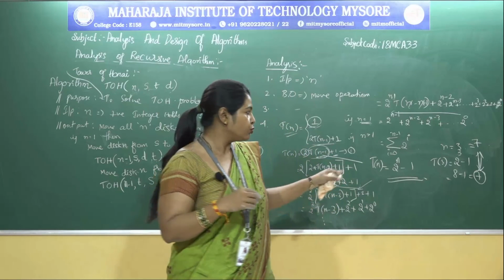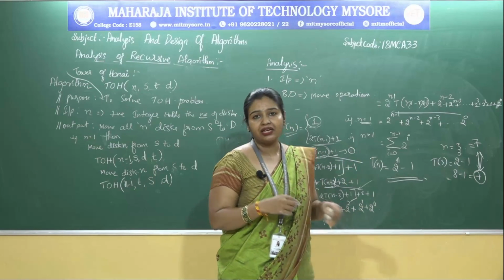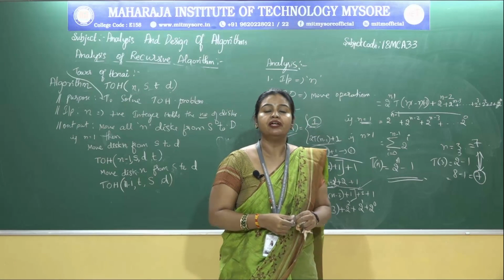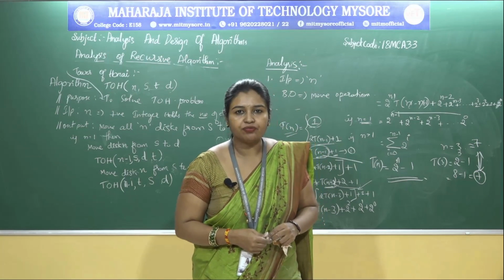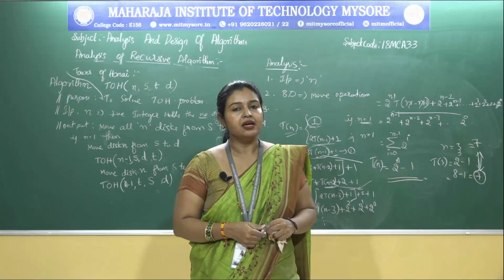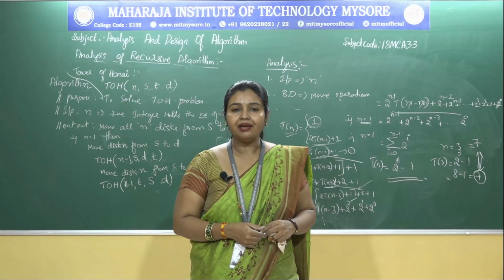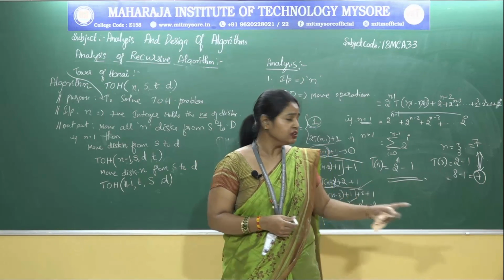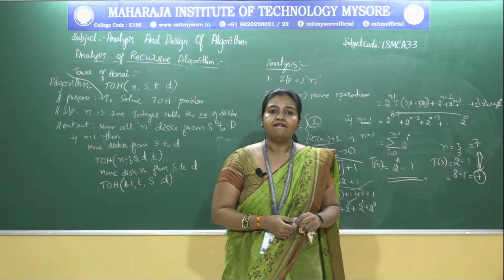So 2 to the power of n minus 1 is the number of times the basic operation is executed. That is nothing but the time efficiency of the given algorithm. That is the Tower of Hanoi problem. Okay. So this is how we can calculate the time efficiency function.